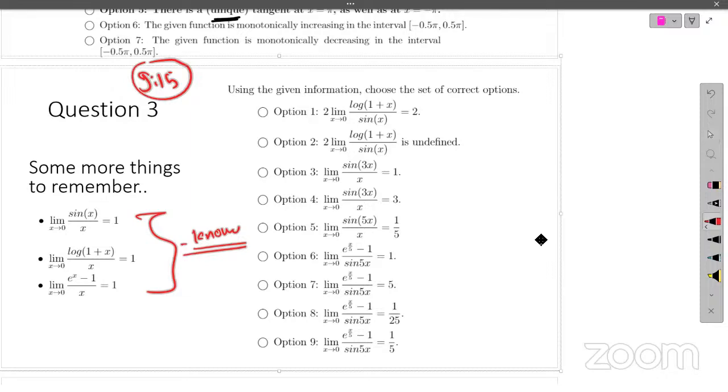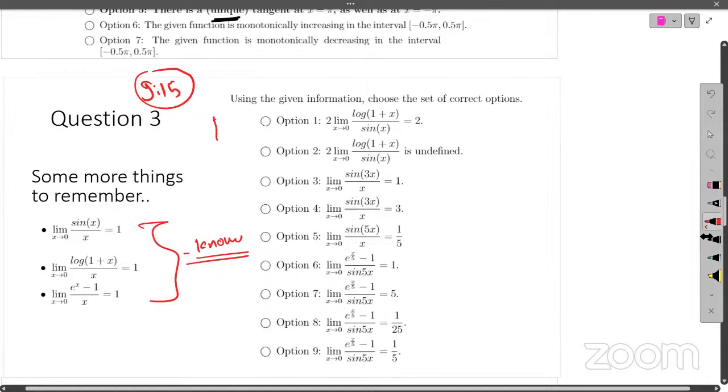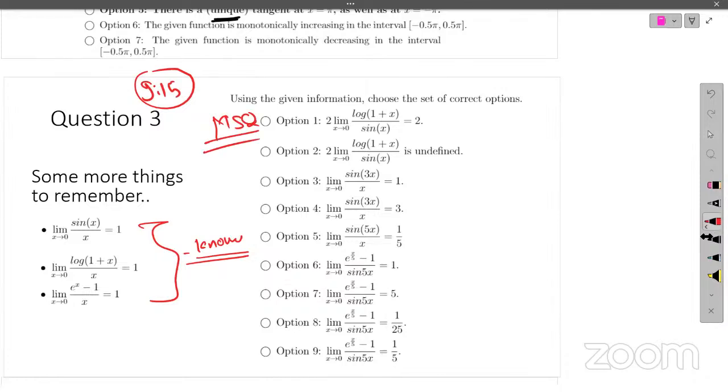This is an MSQ, not an MCQ. There can be more than one correct option.